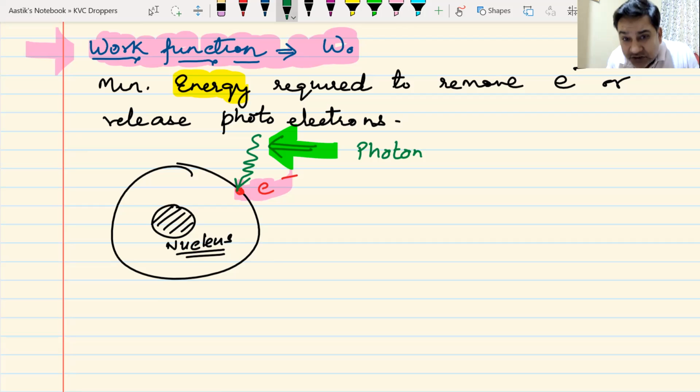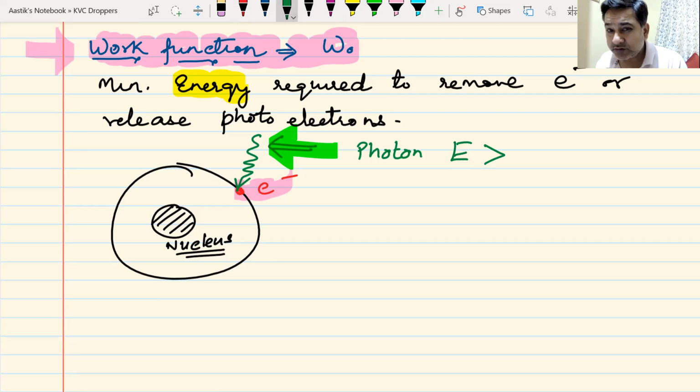Now I want this electron to be liberated. What do I do? I make more photons fall onto it. That will liberate this electron. Or I make the energy of the photon more to liberate it. Yes or no? Yes, sir. So the energy of this photon has to be more than what? If I call the energy of this photon E, this has to be more than what?